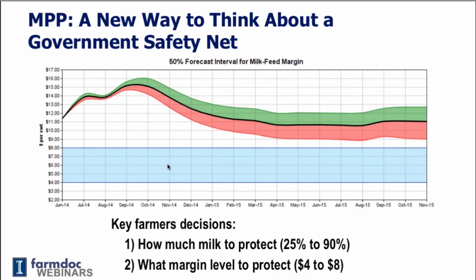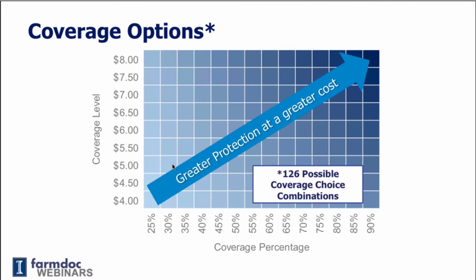I can protect 25 to 90% of my maximum milk production historically in 5% increments. And then, what margin level do I want to protect? I can pick anywhere from catastrophic $4 coverage all the way up to $8 coverage in 50-cent increments. So only 2 decisions that farmers need to make with respect to the program, but there are a lot of possible coverage combinations. We have 9 coverage levels and 14 coverage percentages, so we have 126 possible coverage combinations. Of course, farmers get greater protection by choosing these higher coverage levels, but that comes at a greater cost.